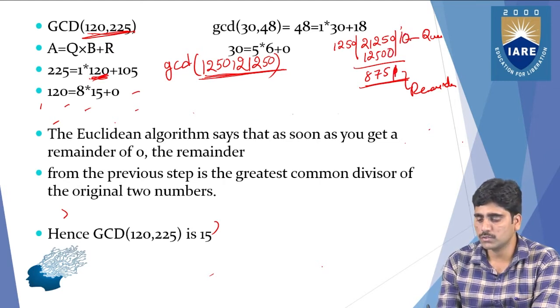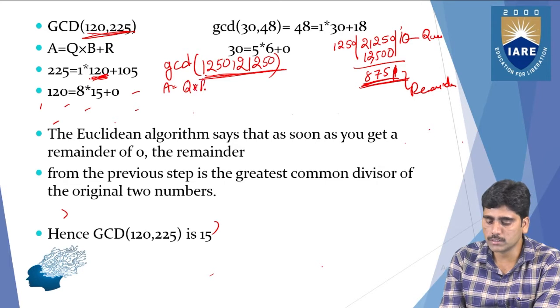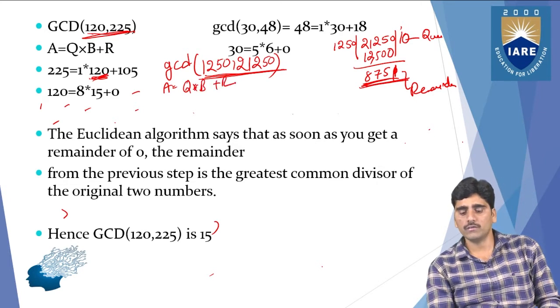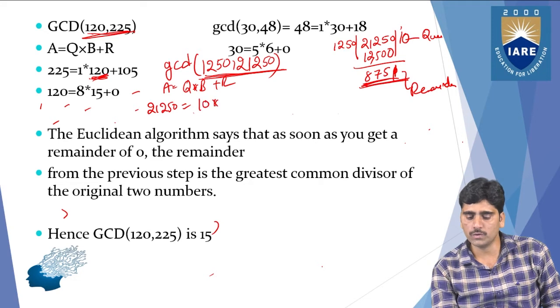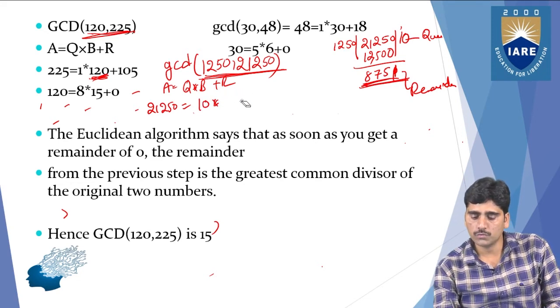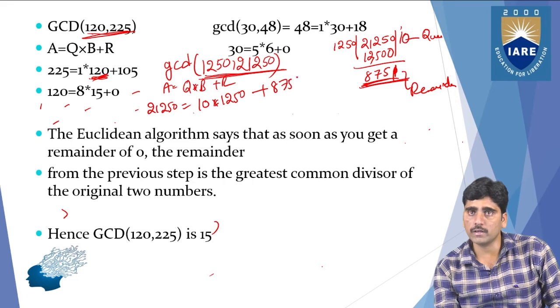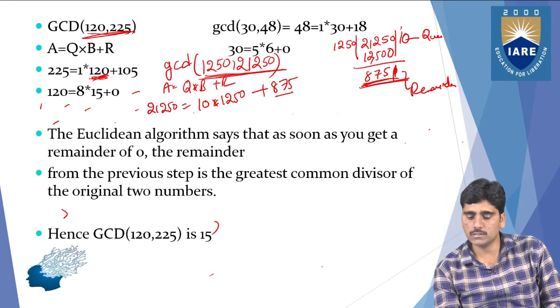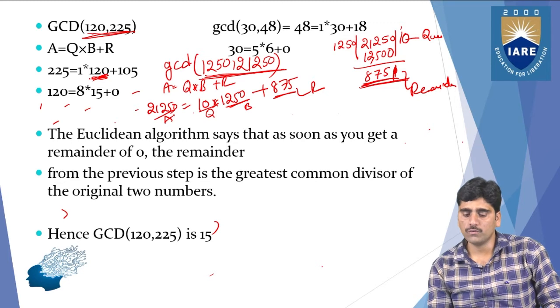So you can say like this: the quotient is 10 and the remainder is 875. You need to simplify the statements by doing some sequences. So we need to write this in the form A equals Q into B plus R. So A equals 21250, equals 10 into 1250 plus 875. Now see, this is the R value, the remainder, this is the B value, this is the quotient, and this is the A value. Still we are not getting any zero.